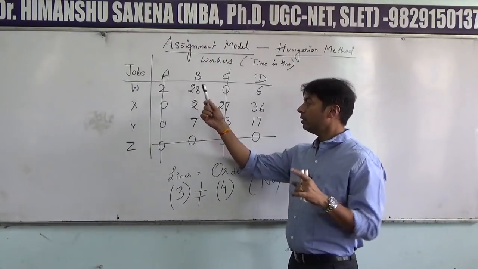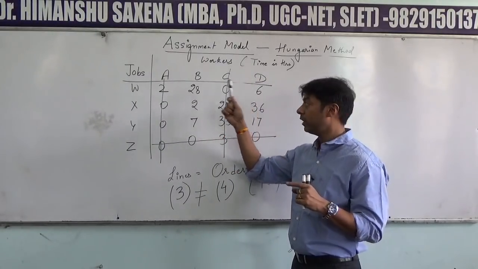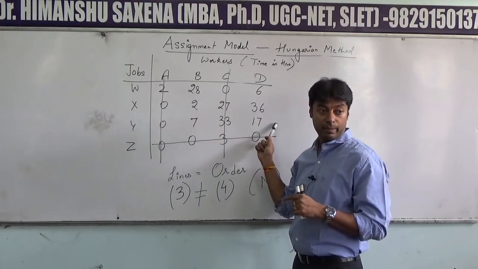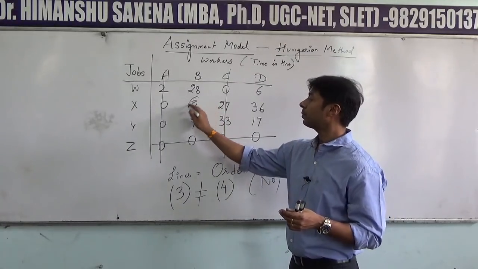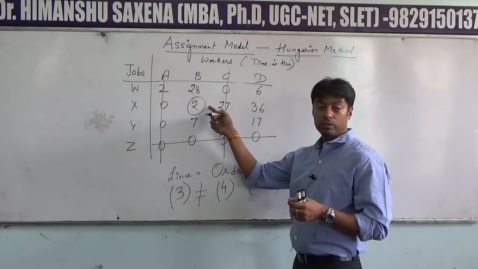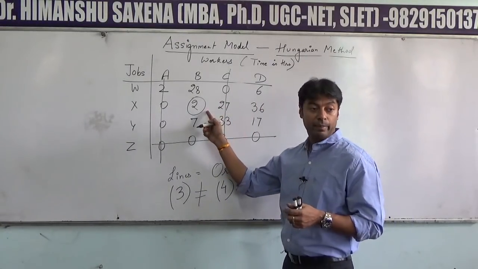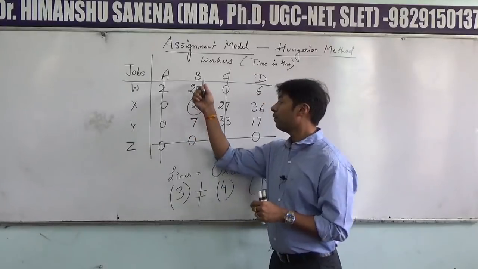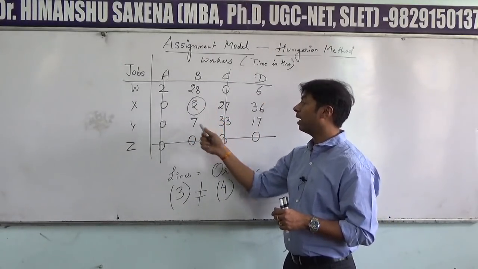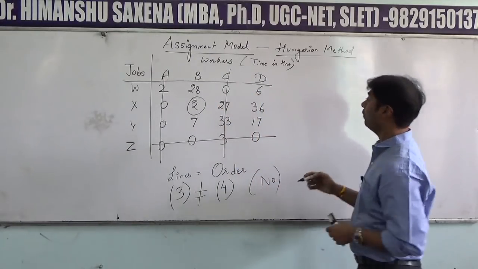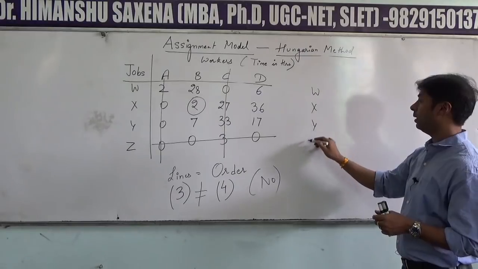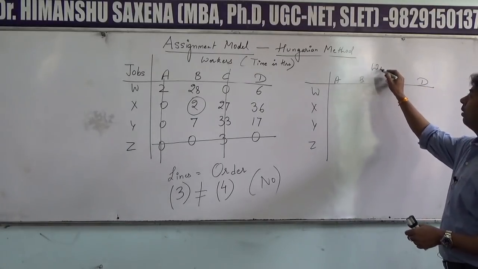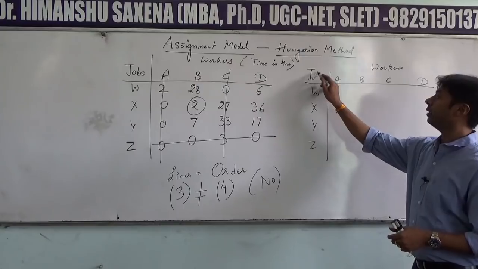Now see, you just have to look at all the uncovered elements which have not been covered by these lines. You'll have to select the minimum element from all these uncovered elements. So what is the minimum element? That is 2. The statement says you have to select the minimum element from all the uncovered elements. Further, it has been explained that you'll have to subtract this minimum element from all the uncovered elements. Now this 2 will be subtracted from all the uncovered elements. So you'll have to construct a new table to make an adjustment. The format will be exactly the same. You'll have workers and similarly jobs.